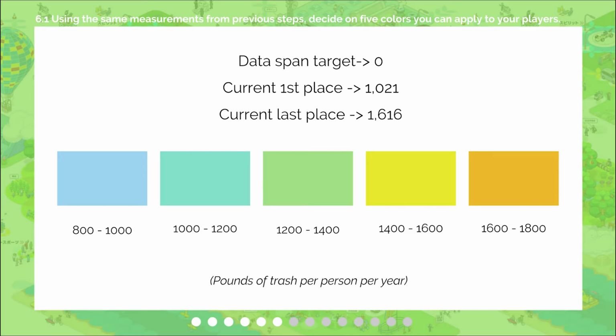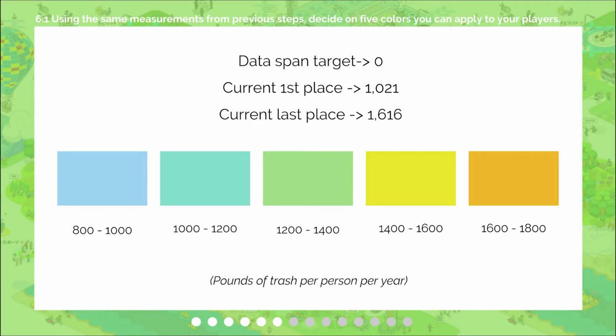Step 1 is using the same measurements from the previous steps. Decide on 5 colors that you can apply to your players. Now, when looking at the data for our example, our target that we want the counties to get to is 0. Currently, San Francisco is in first place, producing 1,021 pounds of trash per person. And Napa County, who's in last place, is producing 1,616 pounds. So the reason I've put these numbers on the screen is to get a feel for the span of data that our colours need to apply to.